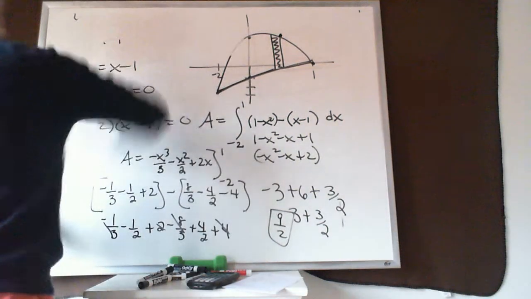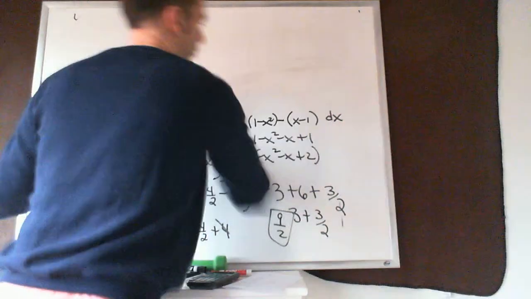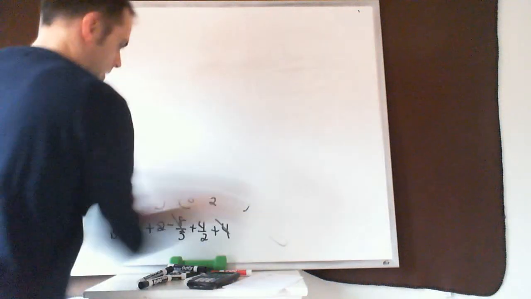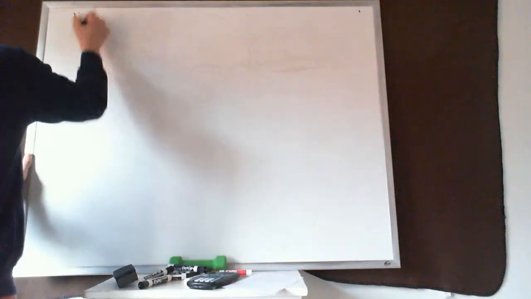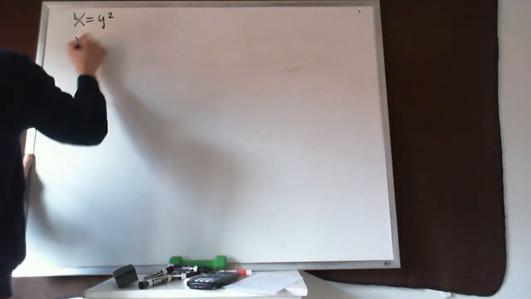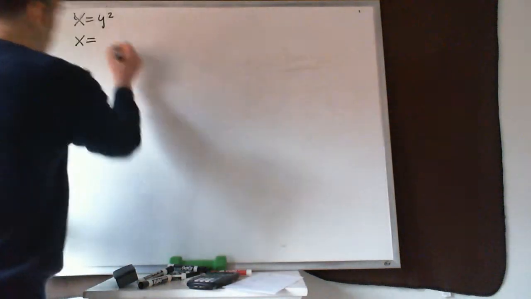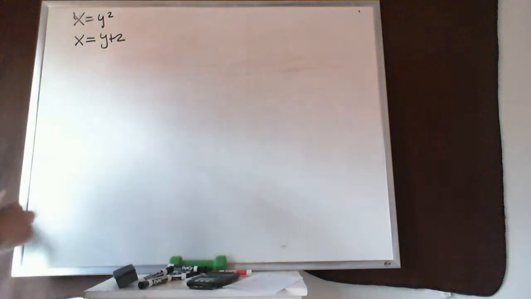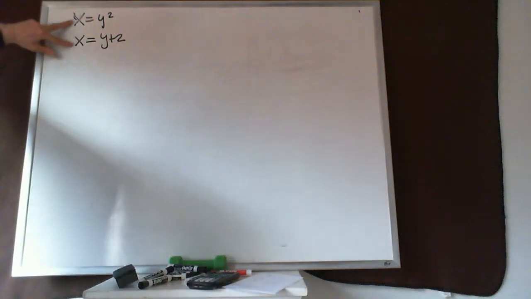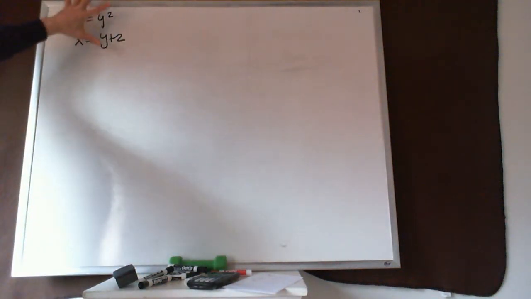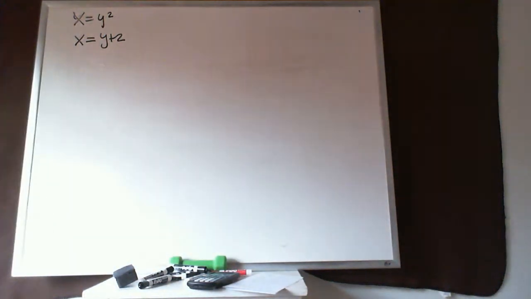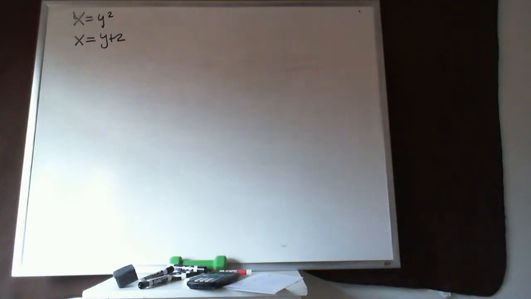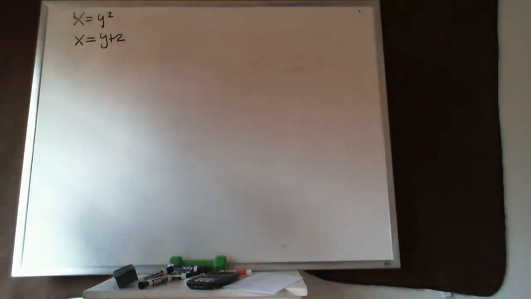And next, last, what if we have this? X equals y squared and x equals y plus 2. If they're solved for x and you have the y's being squared or the y's being cubed, listen carefully. Solve the functions for x. Solve them for x. And these will end up being functions of y.